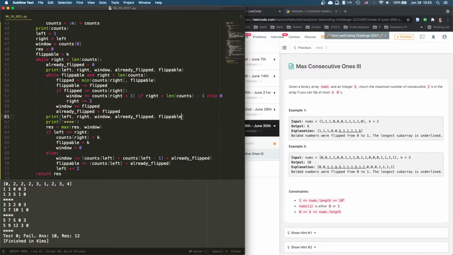Flippable is 3, so next one flippable is 3, which is true. Flippable is 3, and then we're coming in. If flippable, flipped equals min counts right. Right is 3, 0, 1, 2, 3. Counts 3. And we have 2, right?